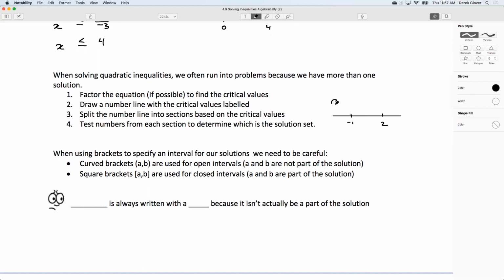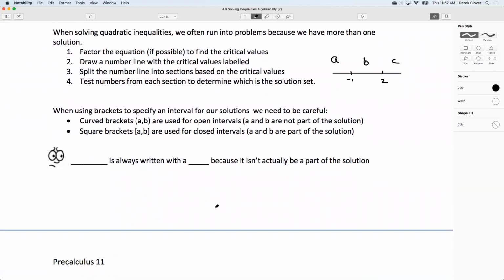We basically have 3 segments. We've got A, B, and C. A is going to be minus infinity all the way to negative 1. B is between minus 1 and 2. And C is going to be above 2. And then we would have to go and test some answers from each set to see which one is our actual solution set.